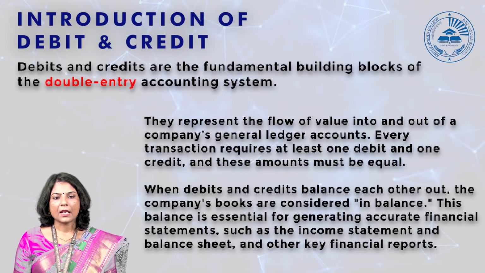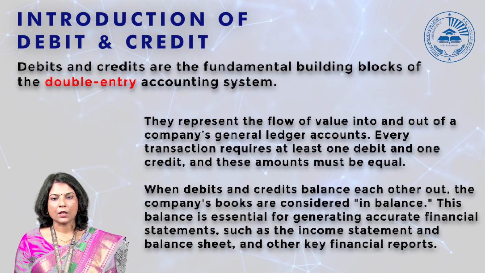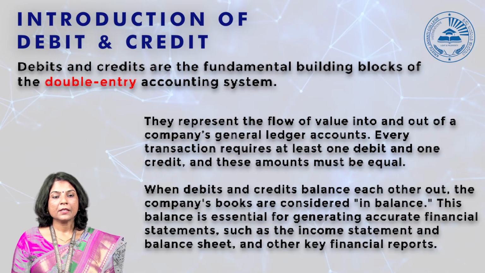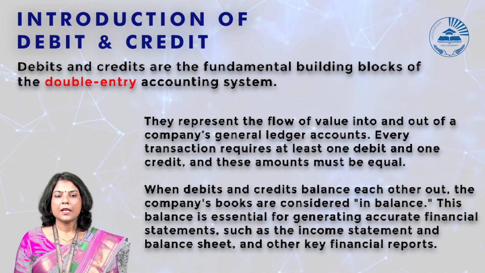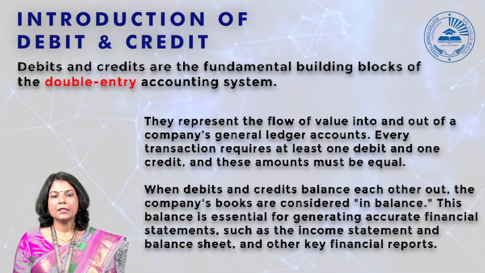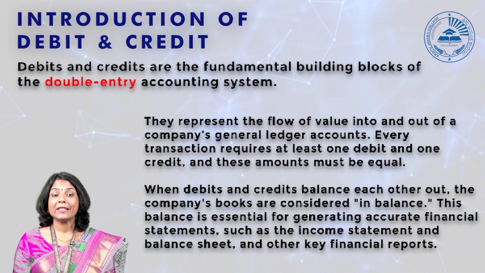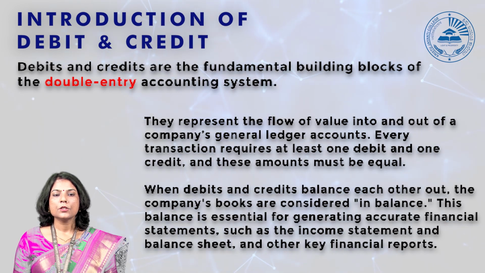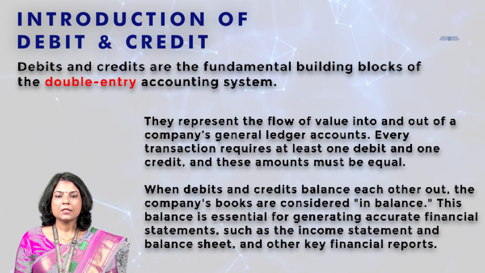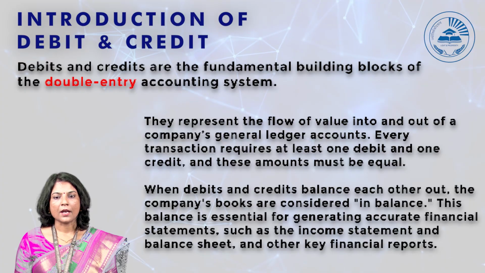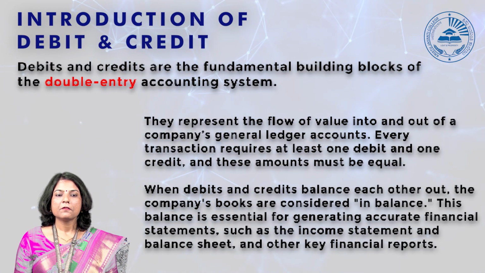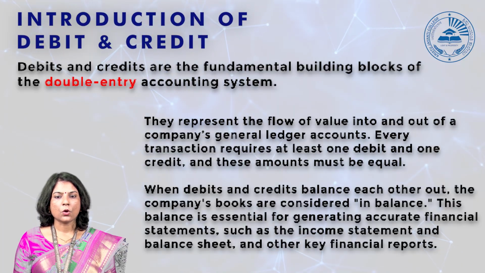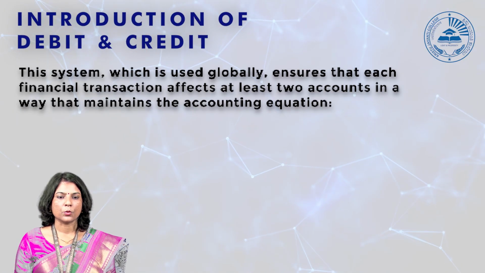Whenever debits and credits balance each other out, the company's books are considered in balance. Why do we make the transaction both ways, in and out? Because we have to keep the company's books in balance. How much money is coming into the business, that much money is going out of the business. This balance is required for generating accurate financial statements, which include the income statement, the balance sheet, or any other key financial reports.